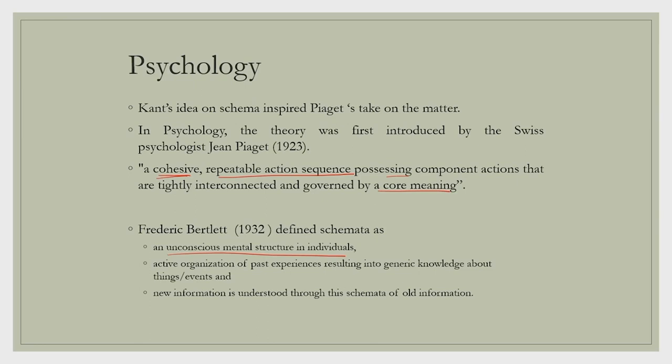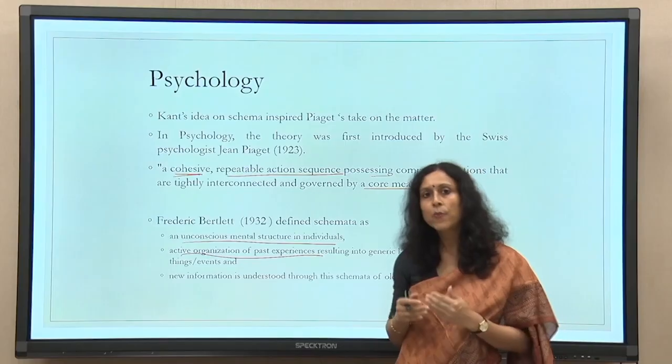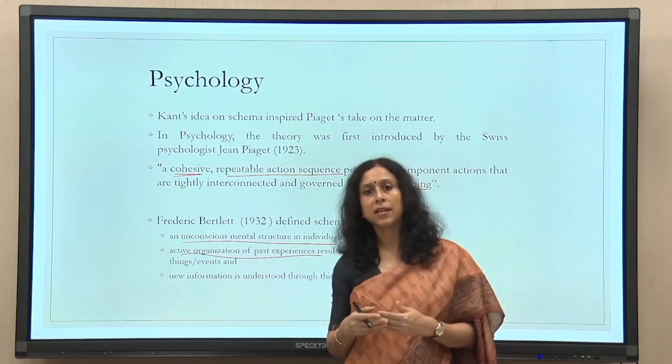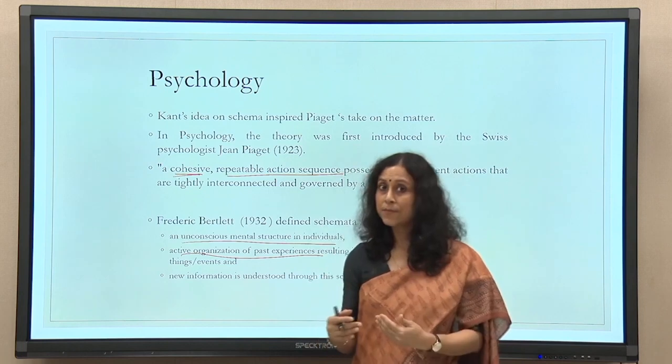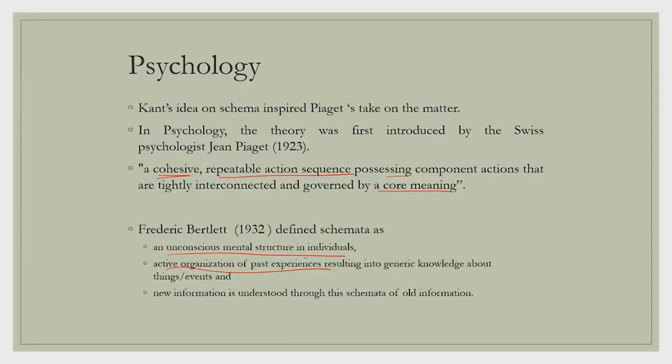So, here there is a clearer picture emerging in the 1930s, an active organization of past experiences. This is very crucial. He actually gives it in words. So, there is a schematic representation, a mental structure of an event which has been built up through various past experiences of the individual.